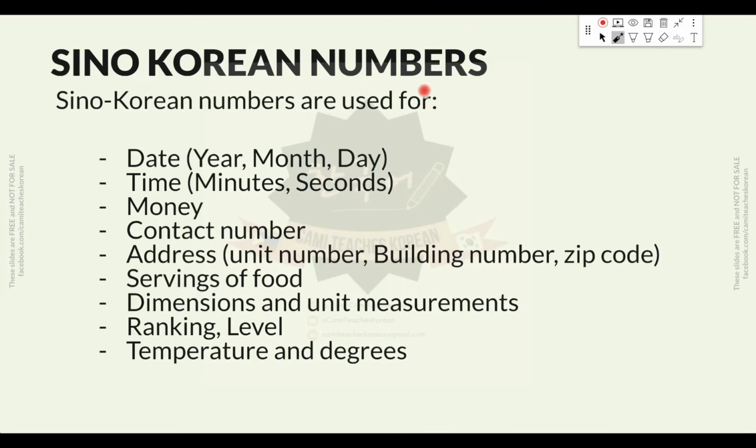So ang Sino-Korean numbers po, ginagamit po siya sa date for the year, month, and day. Sa oras, kung alam nyo na po yun, pang minutes and seconds lang po siya. So yung 24 hours dun sa relo, sa clock, we use the native Korean numbers for the hour. But for the minutes, seconds, nasa Sino-Korean po siya. Tapos pag sa pera, we use the Sino-Korean.